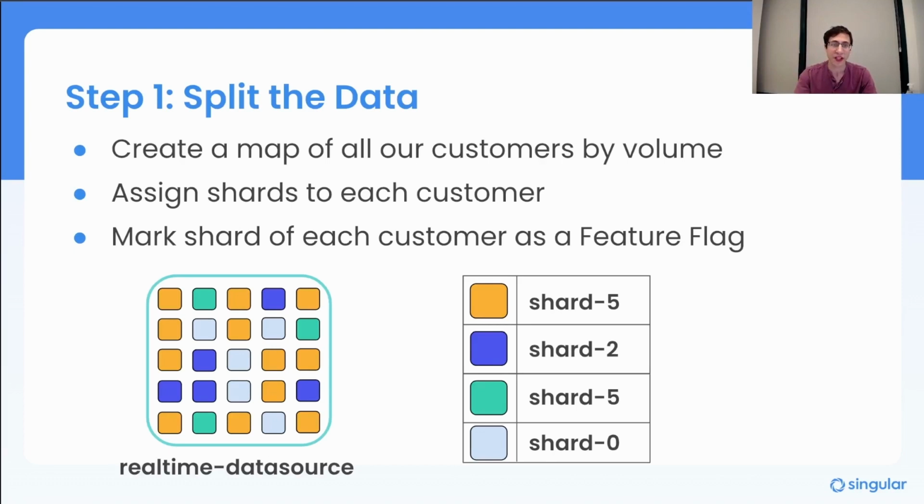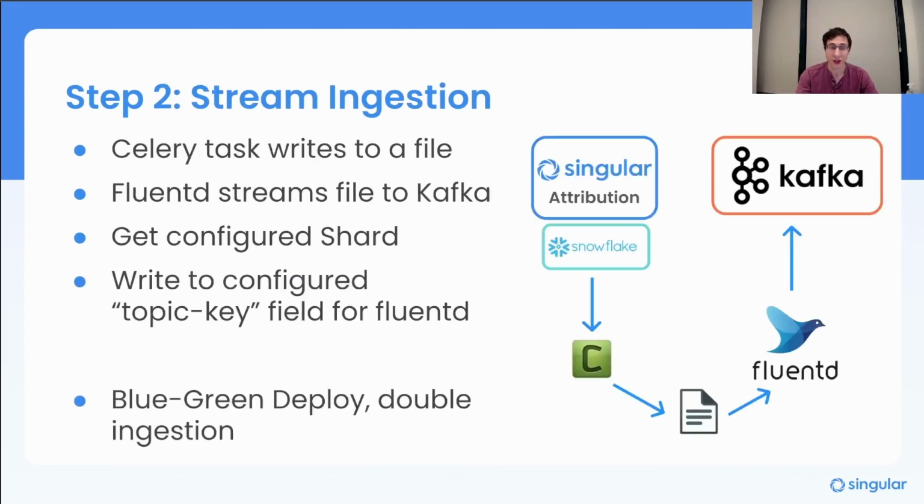And once we've successfully split and packed all of our customers into different shards, then we need to dynamically set it at stream ingestion time. So the way our stream ingestion worked, and still works, before we got to sharded data sources, is we have our aggregation task that pulls from attribution, and it would write this data aggregated into a file, and this file is just a bunch of JSON lines. Then we'd have a fluent that reads these JSON lines, reads this file, and streams it to Kafka. So before sharding, we would stream to a single topic, let's say called events.